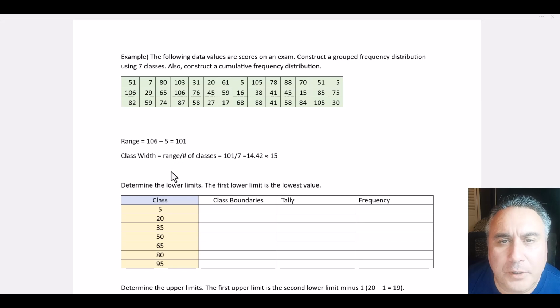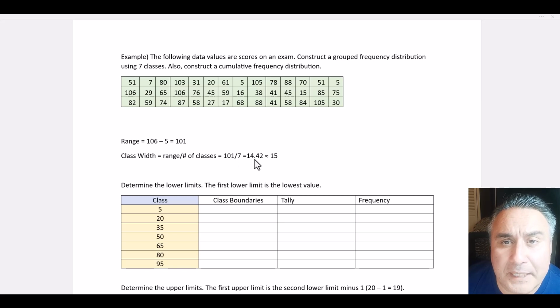We now calculate the class width. Remember, the class width is the value that separates each class. To calculate the class width, we divide the range by the number of classes. We've already calculated the range, it's 101, and we've identified that we desire 7 classes. 101 divided by 7 is 14.42.